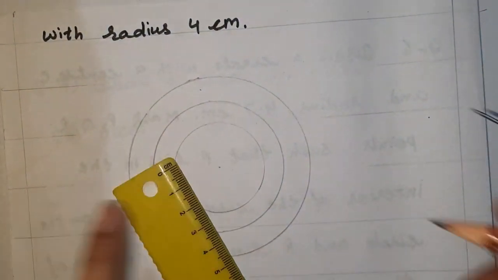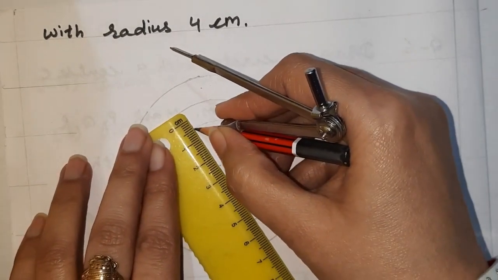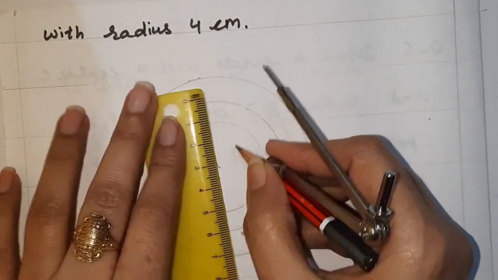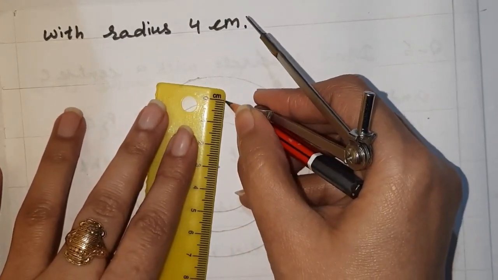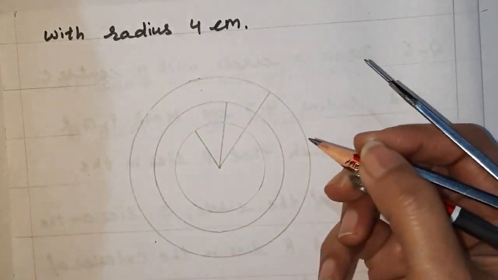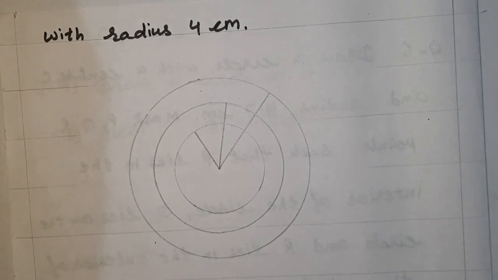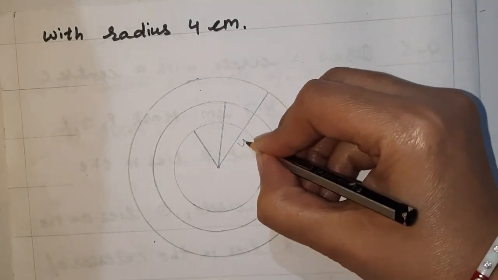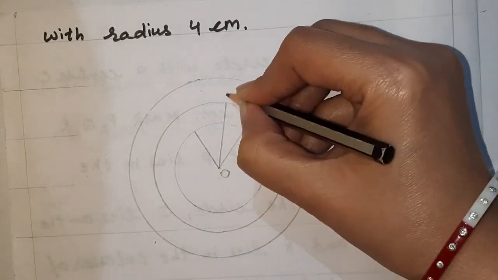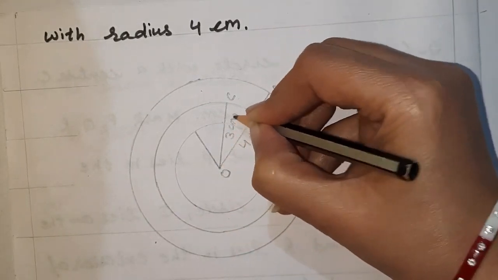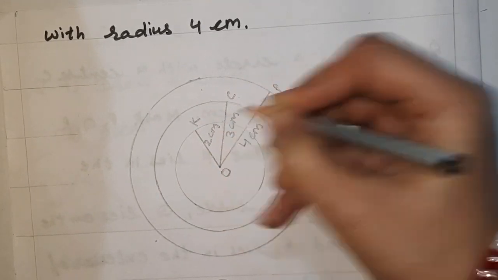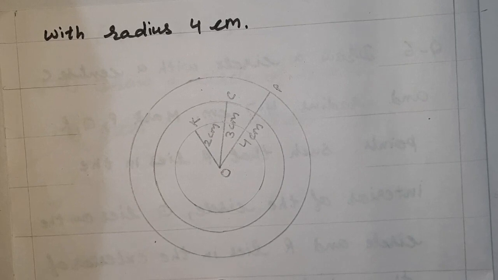So these are concentric circles. It is 2 centimeter. This radius is 3 centimeter and the last radius is 4 centimeter. Write down 4 centimeter OP, OC 3 centimeter and OK 2 centimeter. Names are not given, so we have written by ourselves.